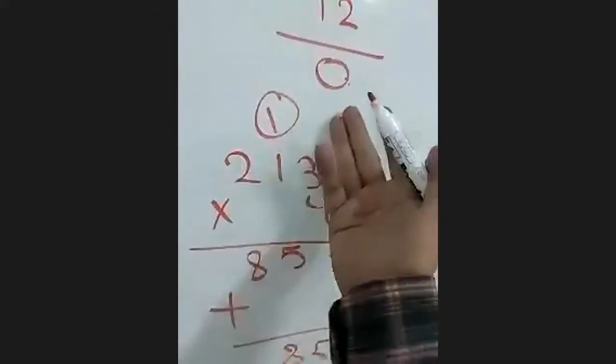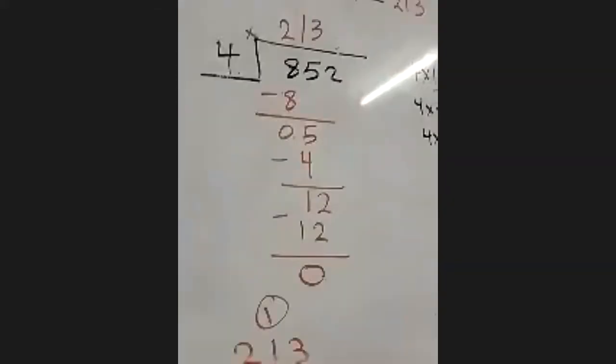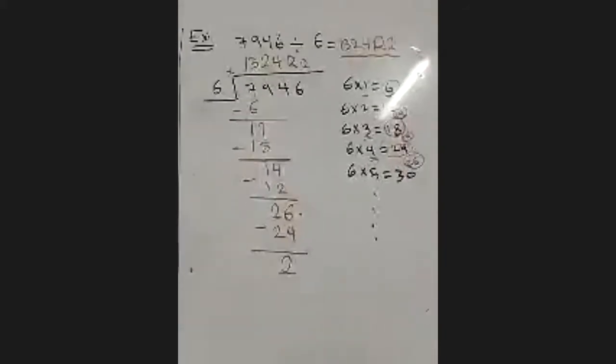If the remainder is 0, no need to add it. Khalas, just multiply. Now, 852. So my whole process here is correct. Now, to check this question, which we did a few minutes ago, what we will do?